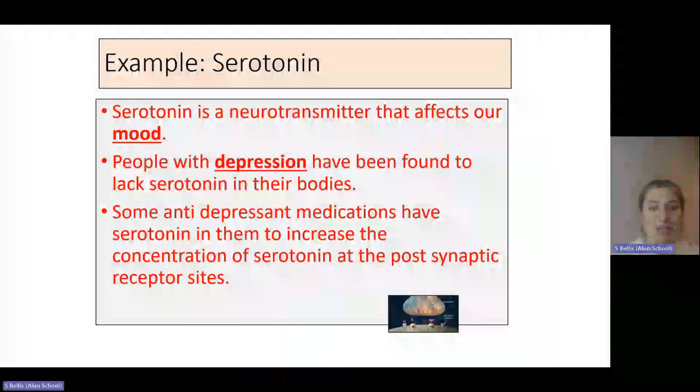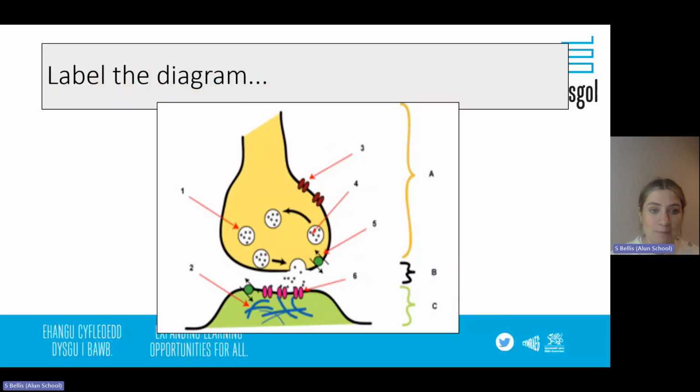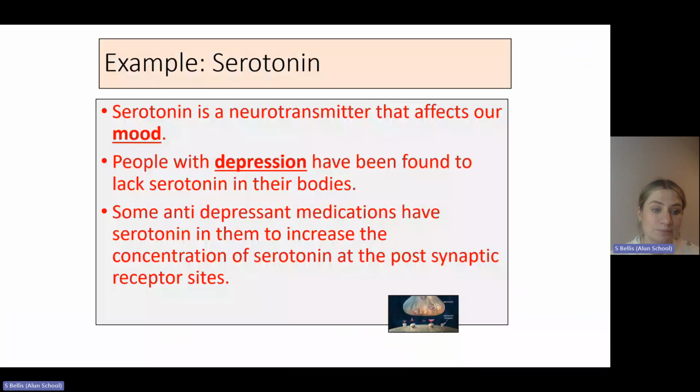Now, if they don't have enough serotonin, we need to give them more serotonin. So antidepressant medications have a little bit of serotonin in them, so that there is more serotonin at the postsynaptic receptor site. So if I go back, they will make sure there's more serotonin in your brain, so more serotonin can attach itself to those pink receptor sites and flow through the brain, just adding a little bit more of what you are lacking.